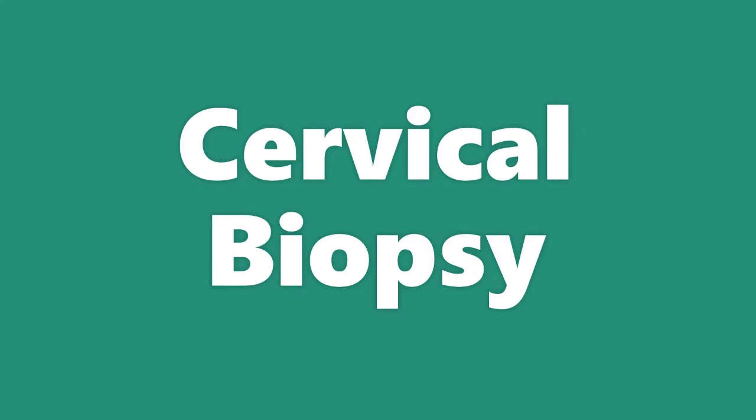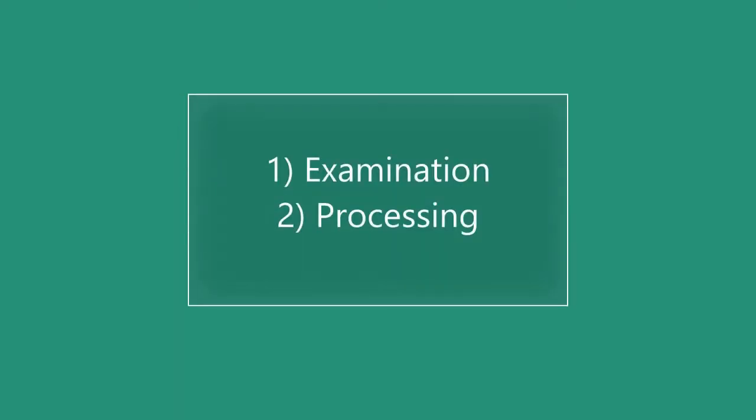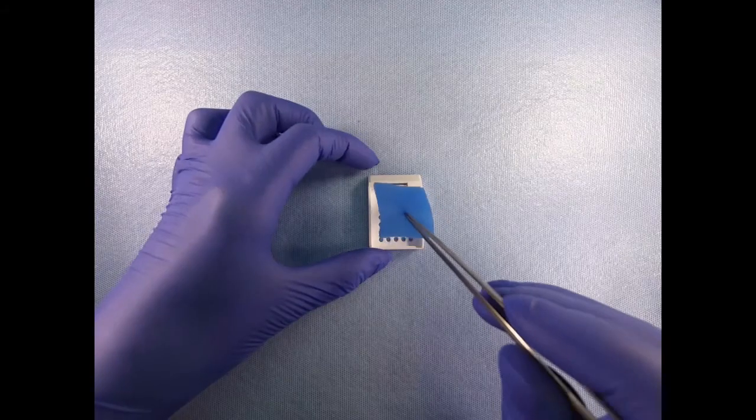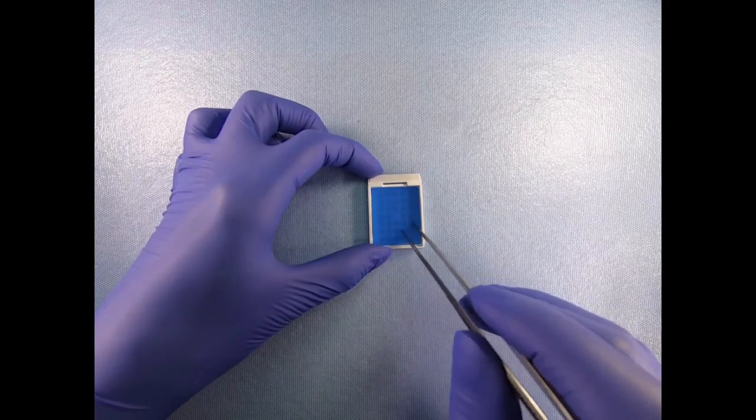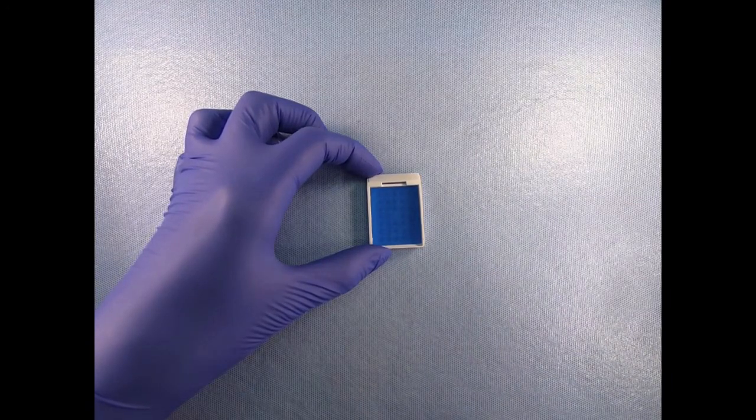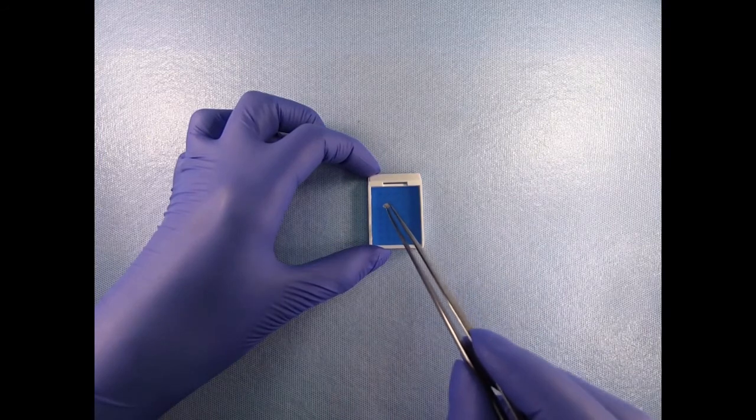This video will illustrate the dissection of a cervical biopsy. The video will cover examination and processing of cervical biopsy specimens. Cervical biopsies consist of a small fragment or fragments of cervical mucosa and stroma.